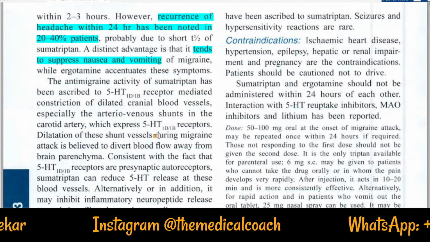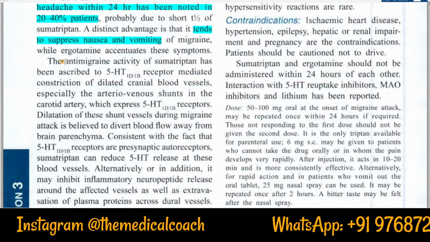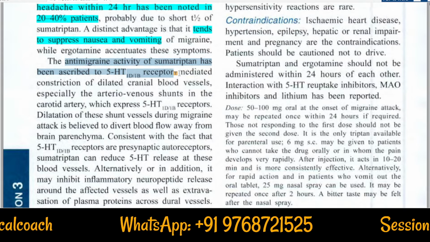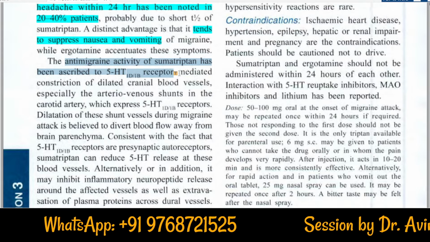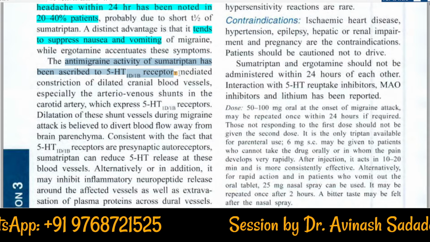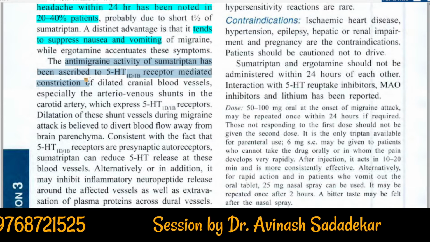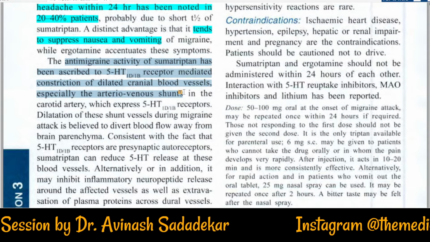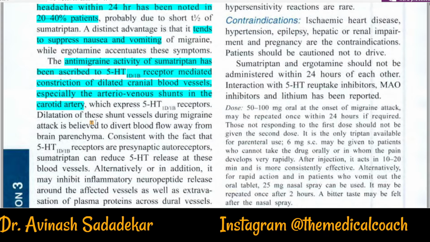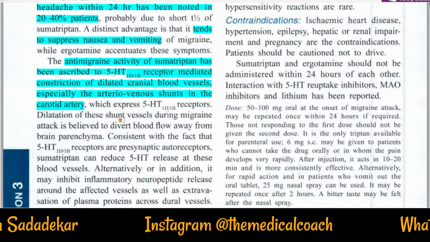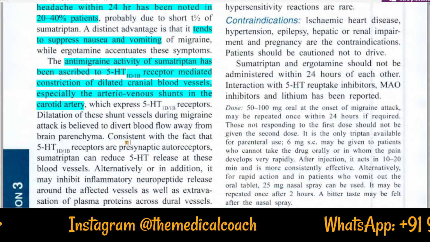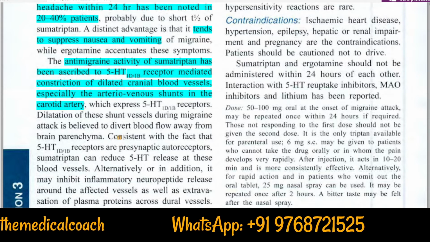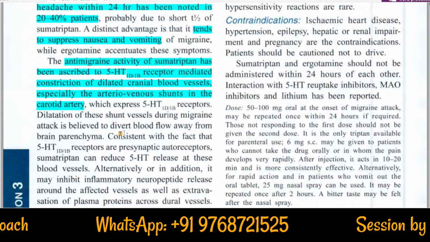Now because it is so specific to the 5-HT1D/1B receptor, migraine goes away, because these receptors constrict the dilated cranial blood vessels, especially the arteriovenous shunt in the carotid artery. They are blocked, getting it? So the moment these shunt vessels get blocked, the brain continues to get oxygen. There's no edema, there's no neurogenic inflammation, there is no headache. That's the plan.